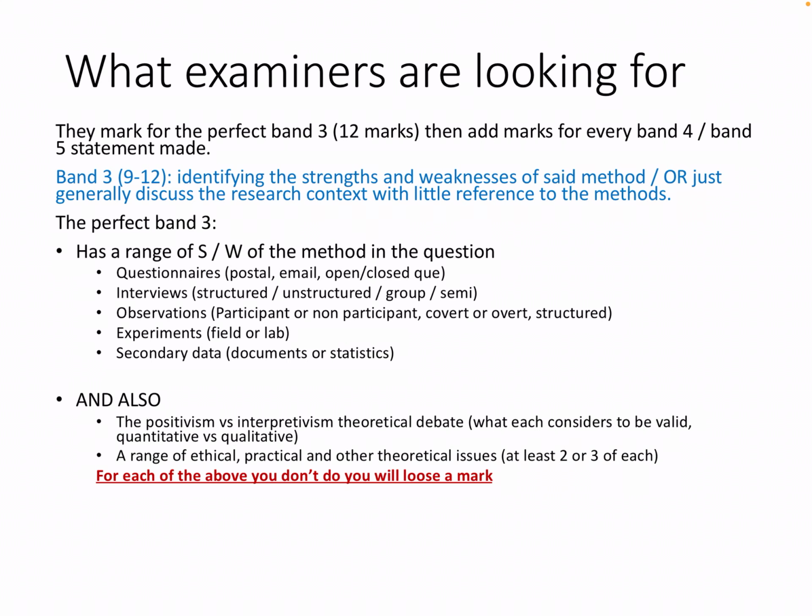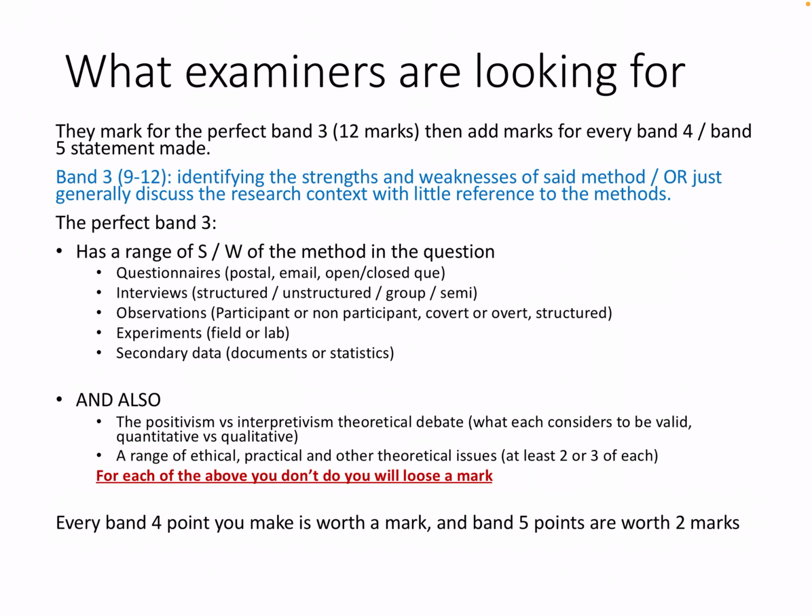To get above 12, you then also need to write some band 4 and band 5 points. So roughly, every band 4 point you make is worth one mark, and every band 5 point you make is worth two marks. So if you can write the perfect 12 out of 12 essay, and then just do a couple of 5s, a couple of 4s, you're quite likely to do very well in this particular essay type, okay?